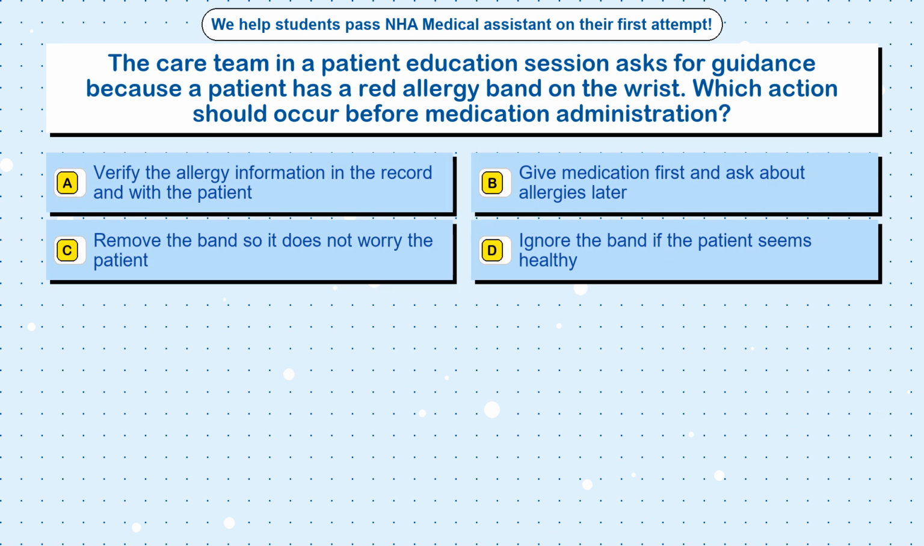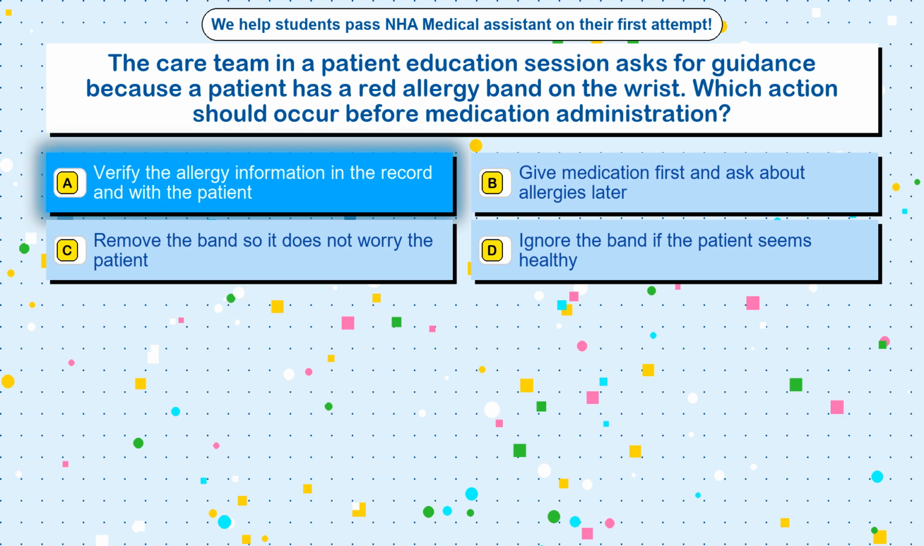Question 63. The care team in a patient education session asks for guidance because a patient has a red allergy band on the wrist. Which action should occur before medication administration? Option A. Verify the allergy information in the record and with the patient. Option B. Give medication first and ask about allergies later. Option C. Remove the band so it does not worry the patient. Option D. Ignore the band if the patient seems healthy.